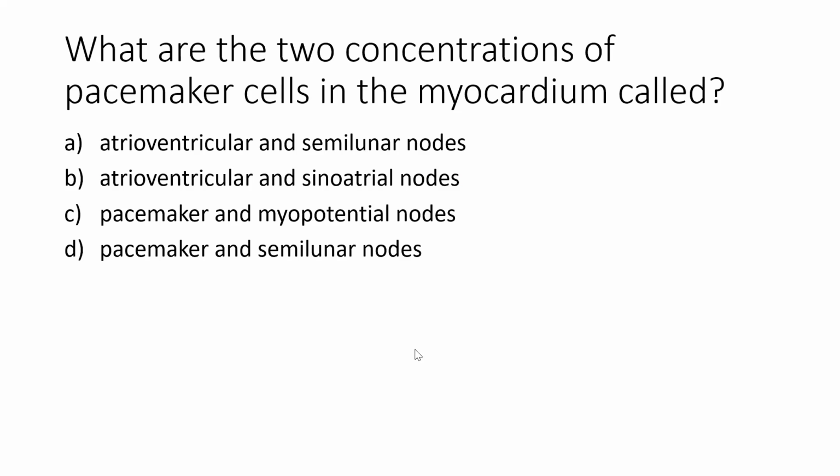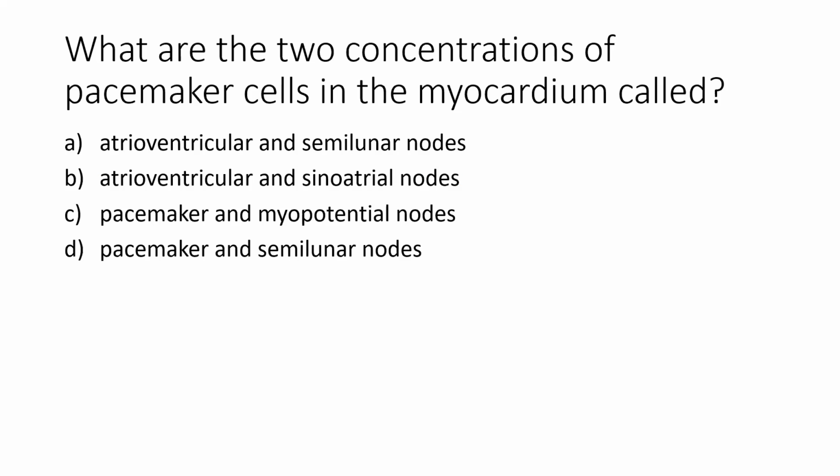Okay, so what are the two concentrations of pacemaker cells in the myocardium called? A is atrioventricular and semilunar nodes, so this is not correct. A lot of you selected this option. Semilunar nodes is not a thing, okay? And this tells me that a few of you have not looked at this information properly. Semilunars are the valves. The nodes, or the clusters of autorhythmic cells, are the sinoatrial node and the atrioventricular node. So make sure that you go back and review that and try to keep these two ideas separate.